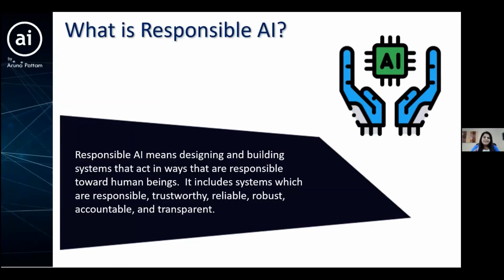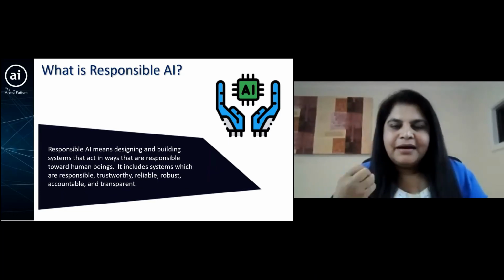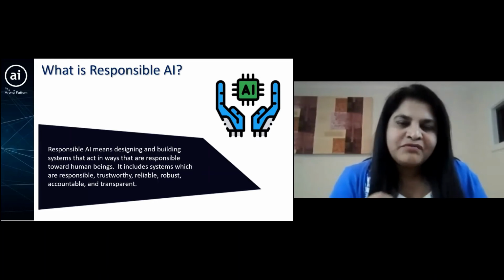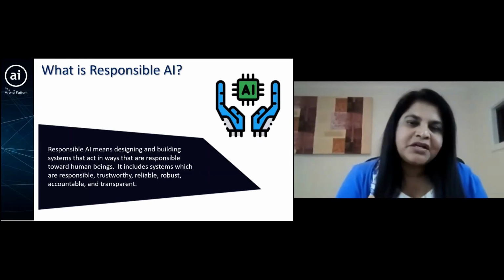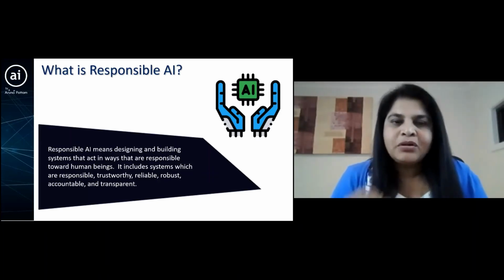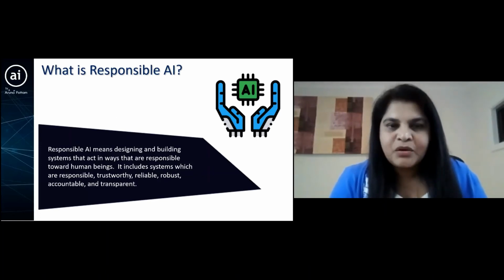So what I was saying is that these are all unique problems only for artificial intelligence. We don't have policies or guidelines that we can go back and refer to. So that is why it becomes all the more important for the organizations to be more responsible in the way they develop and implement AI.